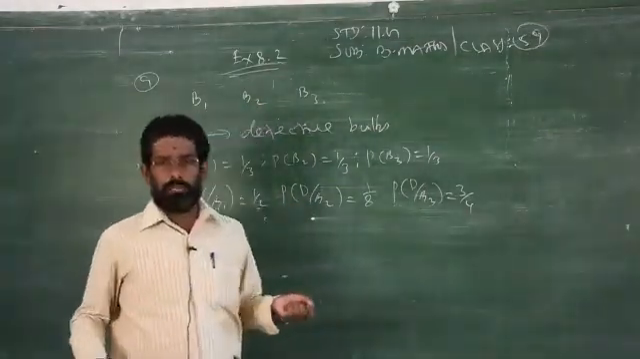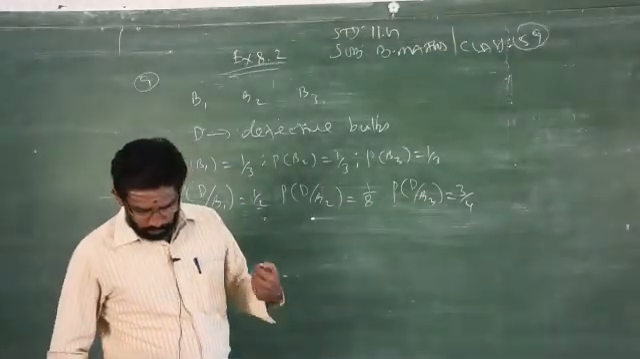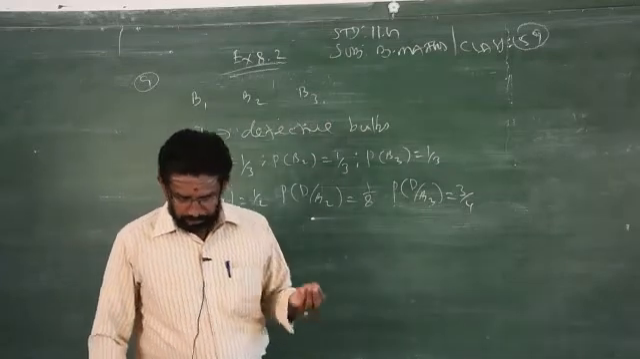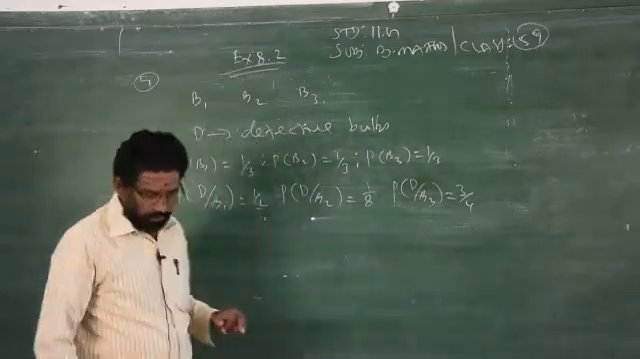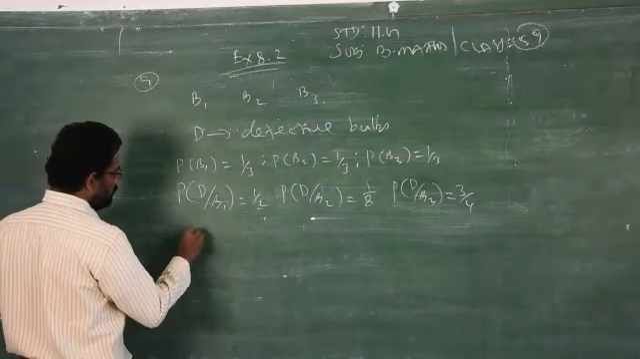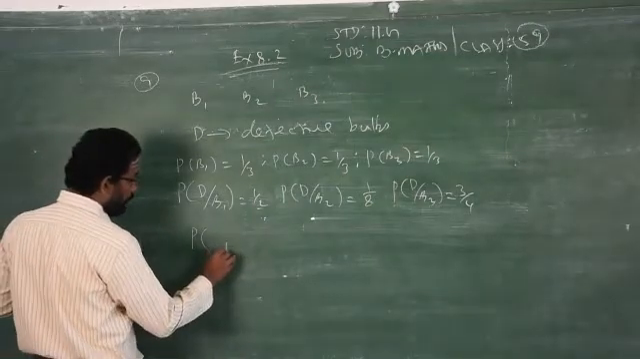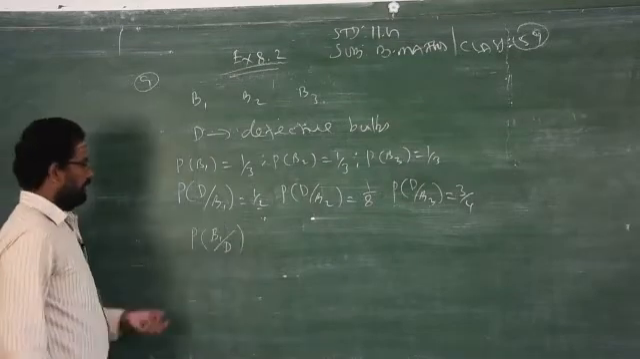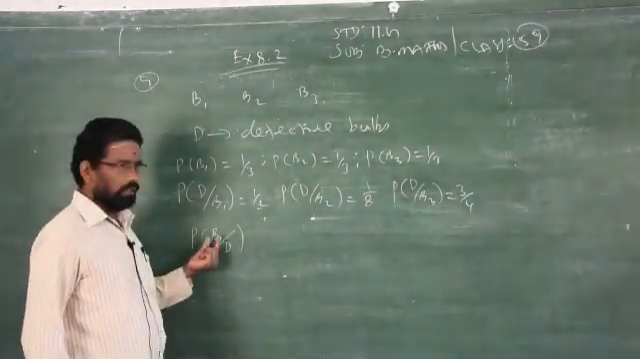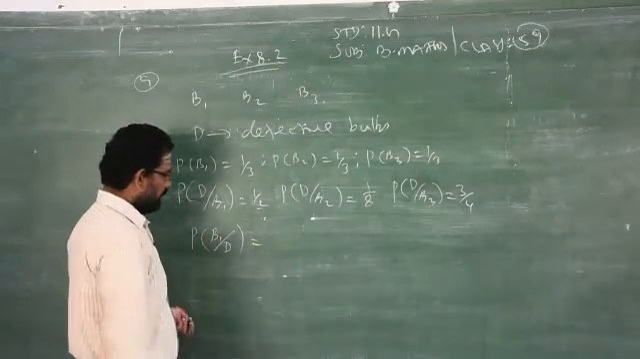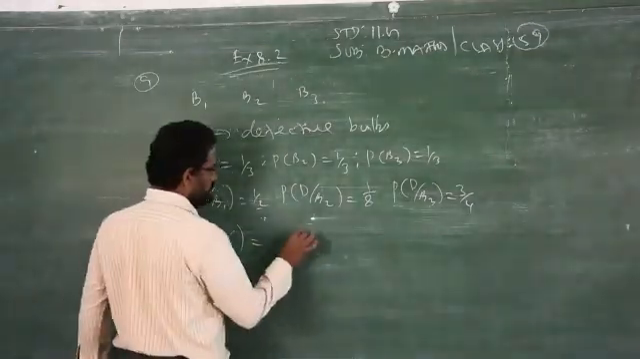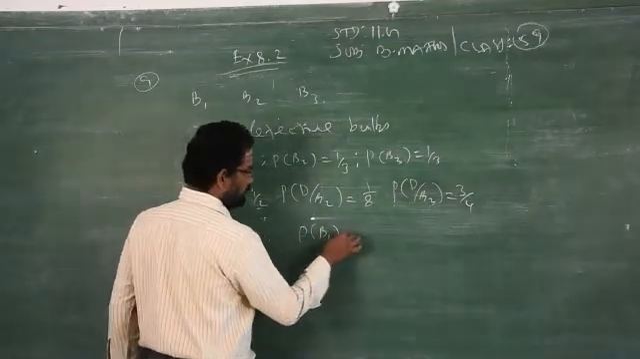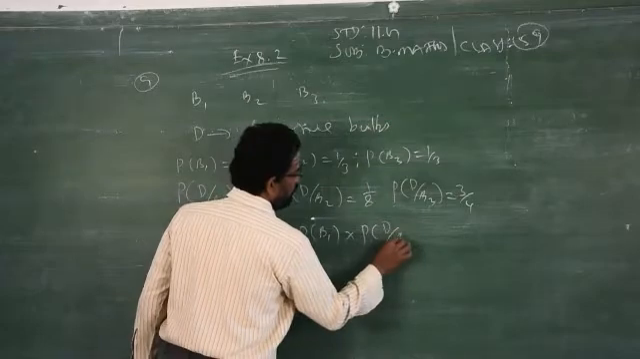Now you have to apply Bayes theorem. They ask us to find the probability that the selected defective bulb was taken from where? B1. That's the difference. The defective bulb is taken from which one? B1. So what is the formula? The formula is very simple. I need to find only B1, that is, selecting the box and the defective from box number 1.